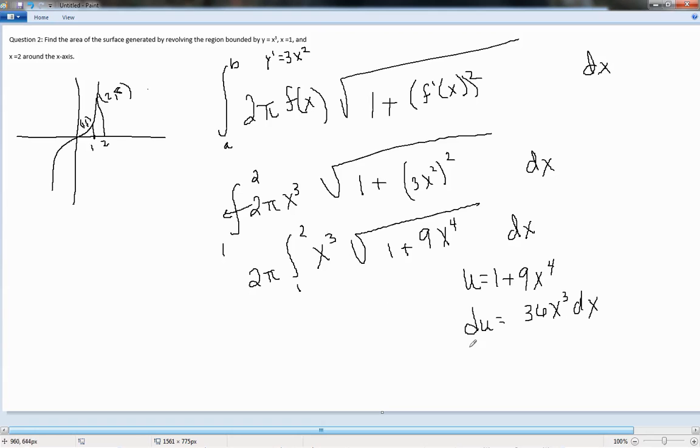Now we do have this x cubed, which is what we need. We're going to divide both sides by 36. So we're going to have 1 over 36, which we can put out front, du is equal to our x cubed dx. So when we do the u substitution, we're going to put the 1/36 out front. So we're going to have 2 pi over 36. Now we're going to have to change our limits. If we put in 1, we're going to get 10. And if we put in 2, we get 145.